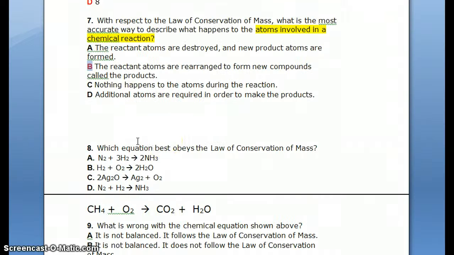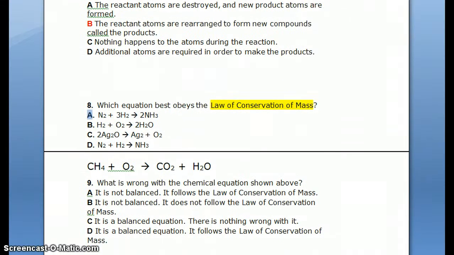Number 8. Which equation best obeys the law of conservation of mass? This question is asking us to balance the equation. So I'm going to look at my reactants and my products, and I'm going to see which ones are equal. So let's start with A. With A, I have 2 nitrogens on the reactant side, and I have 2 nitrogens on the product side. So far, so good. I also have 6 hydrogens on the reactant side, and I have 6 hydrogens on the product side. So far, so good. That is definitely balanced. But let's rule out the other choices.